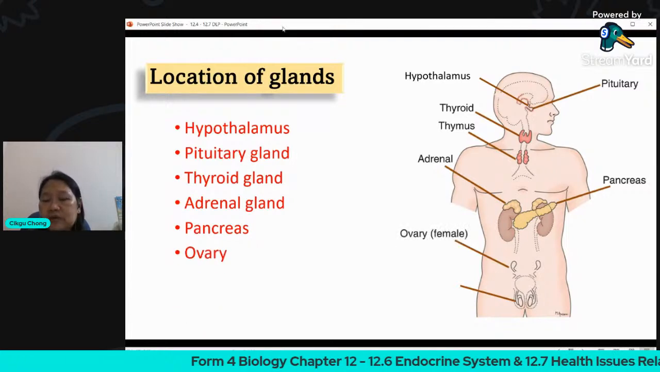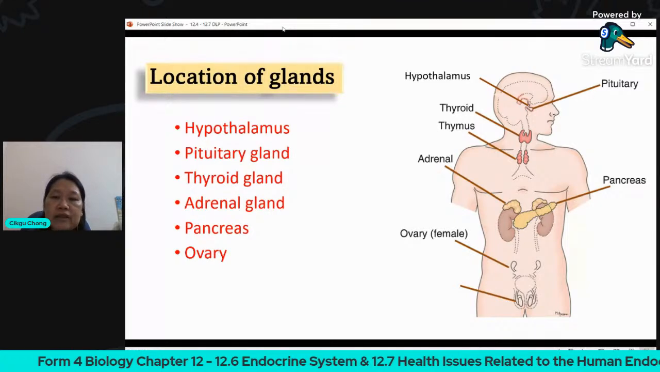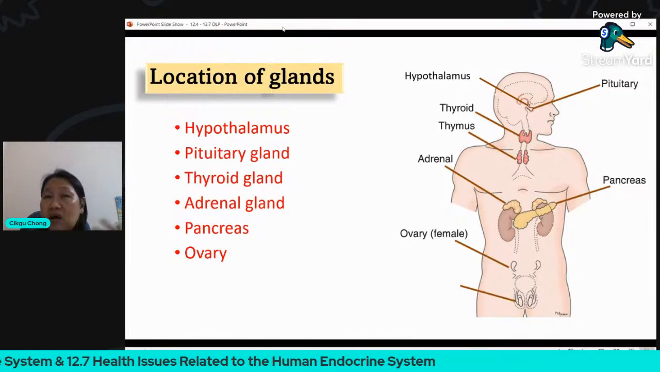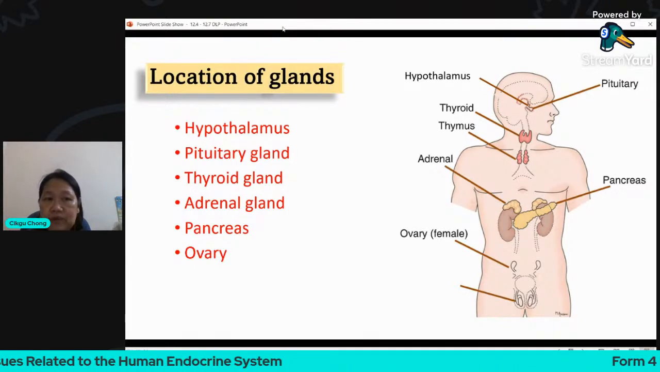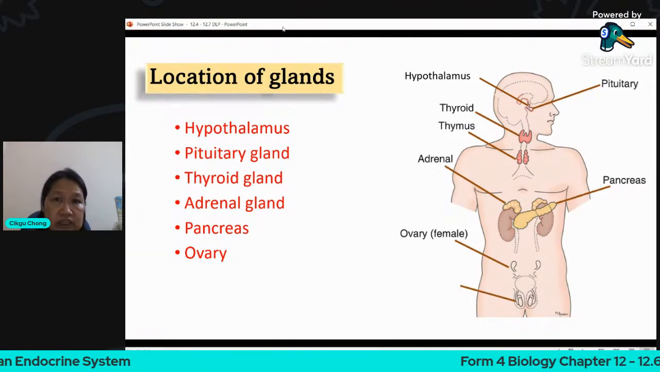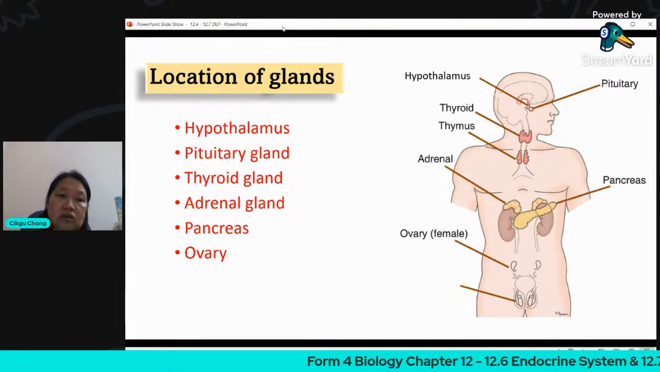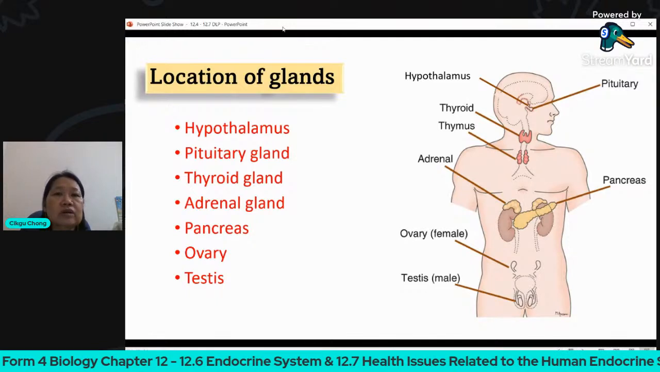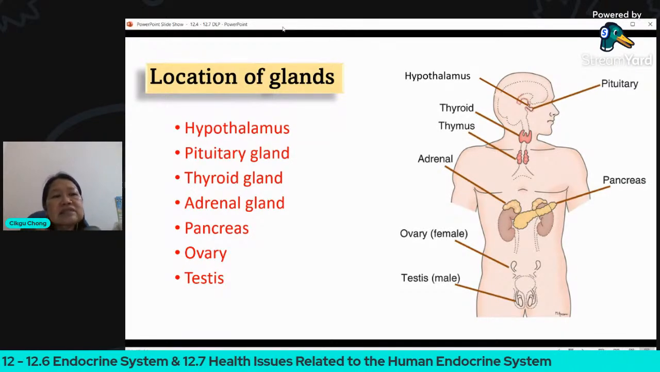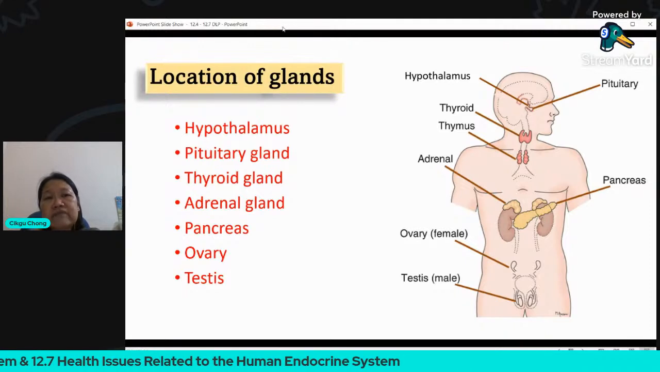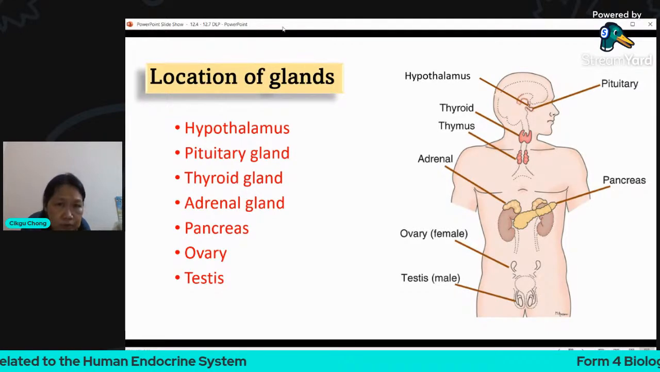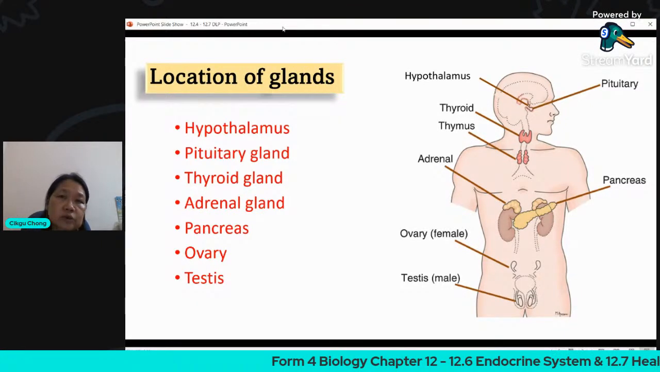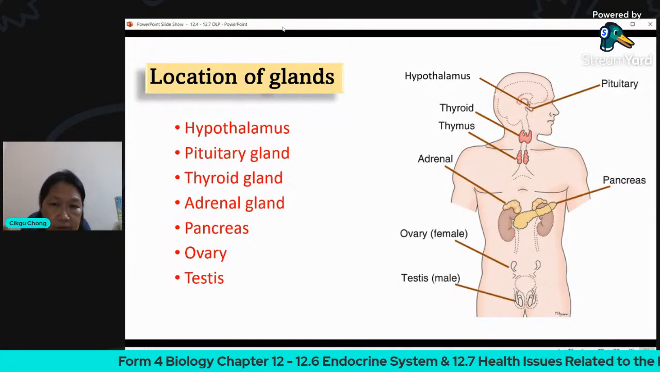Next, ovary. The ovary is found only in the female, and that is where the ovum is produced. That requires hormones to stimulate the production of ovum, and also the release of ovum, called ovulation. For males, for boys or men, we have the testes, which produce testosterone, the male hormone. So these are the 7 types of glands under the endocrine glands that you need to remember, and you need to know how to label them. Your goal is to memorize how to label.